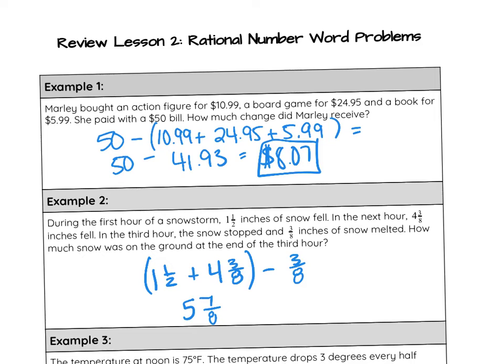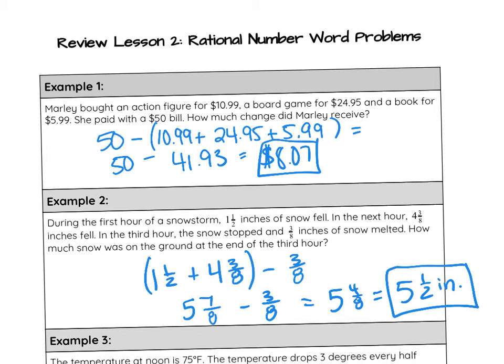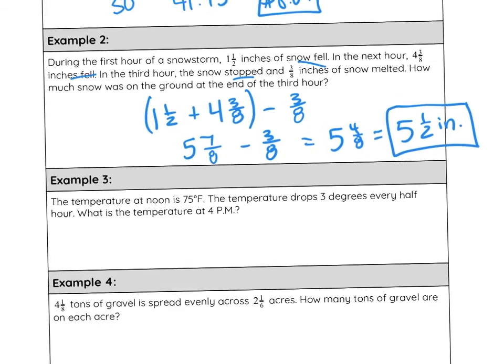When you add 1.5 and 4 3/8, you get 5 7/8, and then subtract 3/8 from that, and you get 5 4/8, which simplifies to 5.5 inches of snow. Okay, so pay attention to snow fell, snow stopped, snow fell. This is what this lesson is on, and last lesson was just on simply reading carefully.